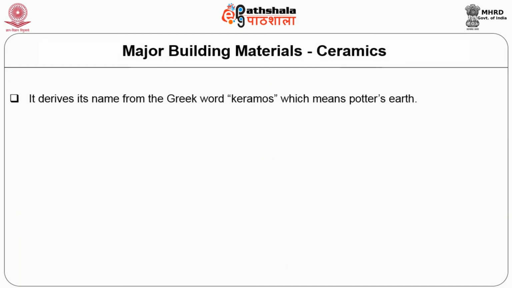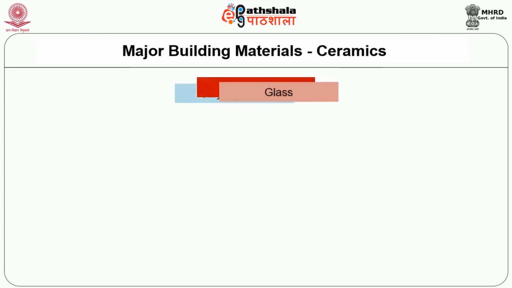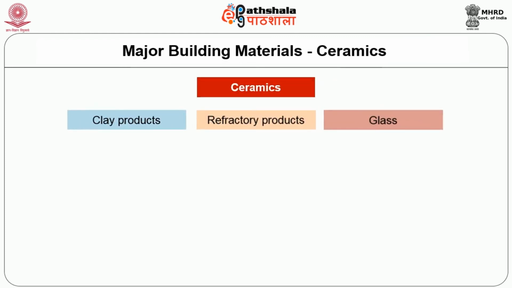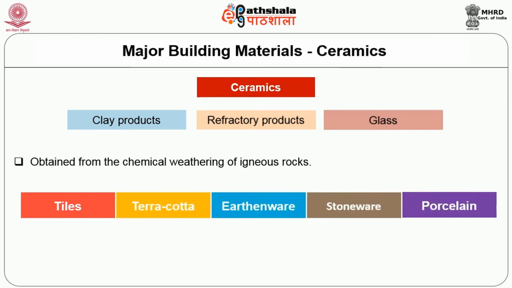Ceramics. It derives its name from the Greek word keramos, which means potter's earth. Ceramics could be classified as clay products, refractory products and glass. Clay products are obtained from the chemical weathering of igneous rocks. Example: tiles, terracotta, earthenware, stoneware, porcelain and bricks.